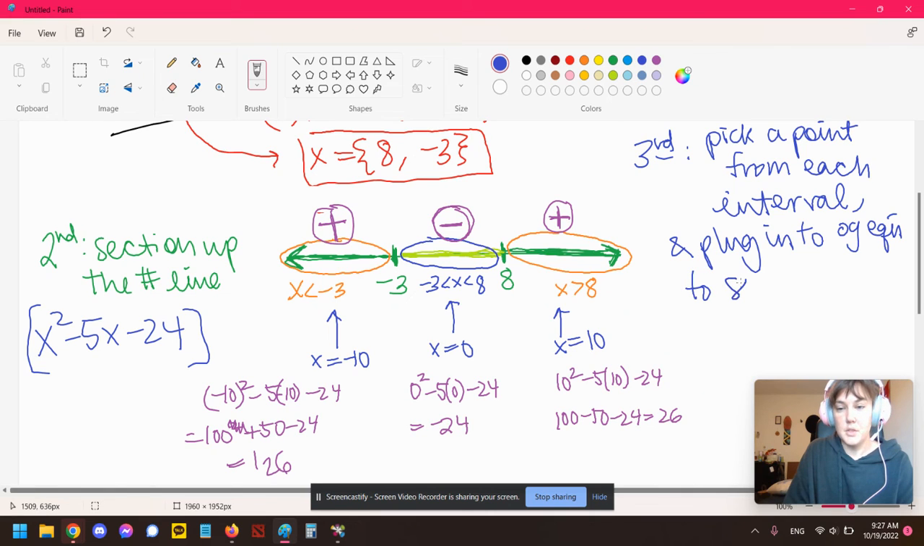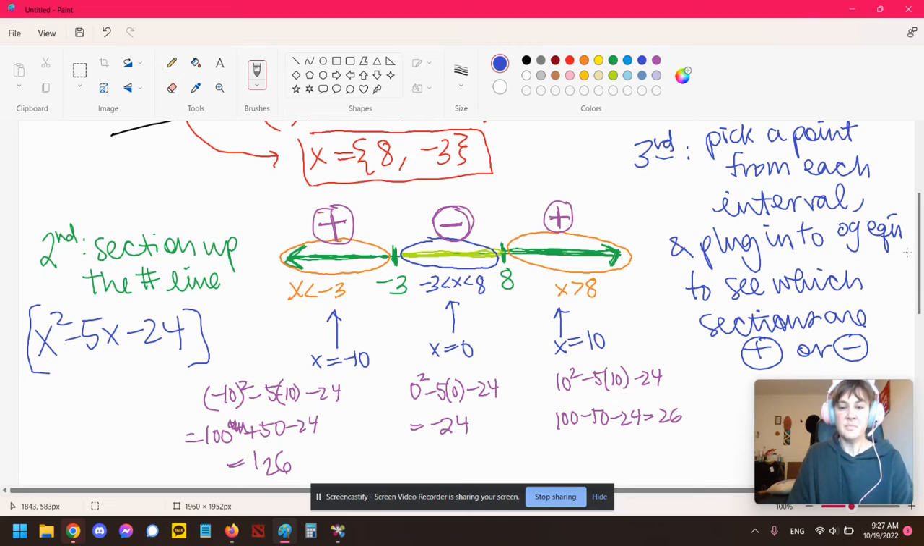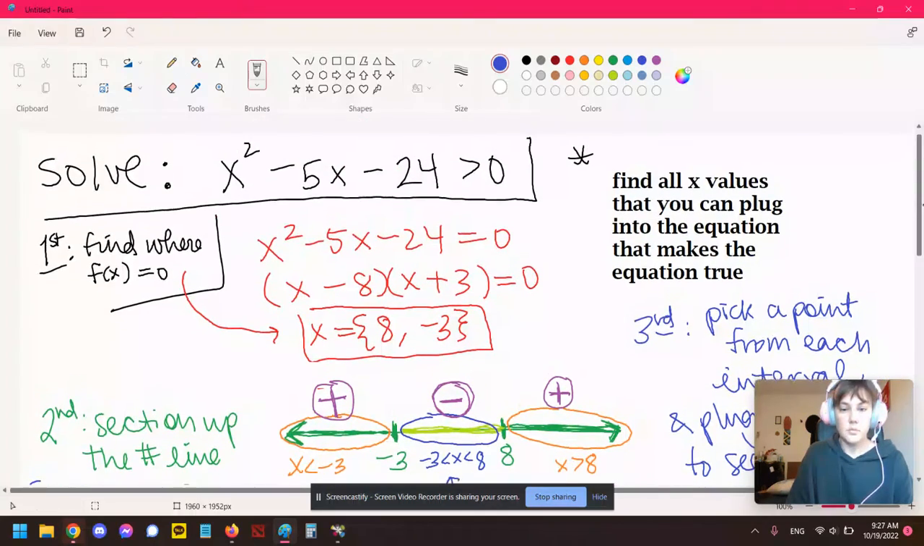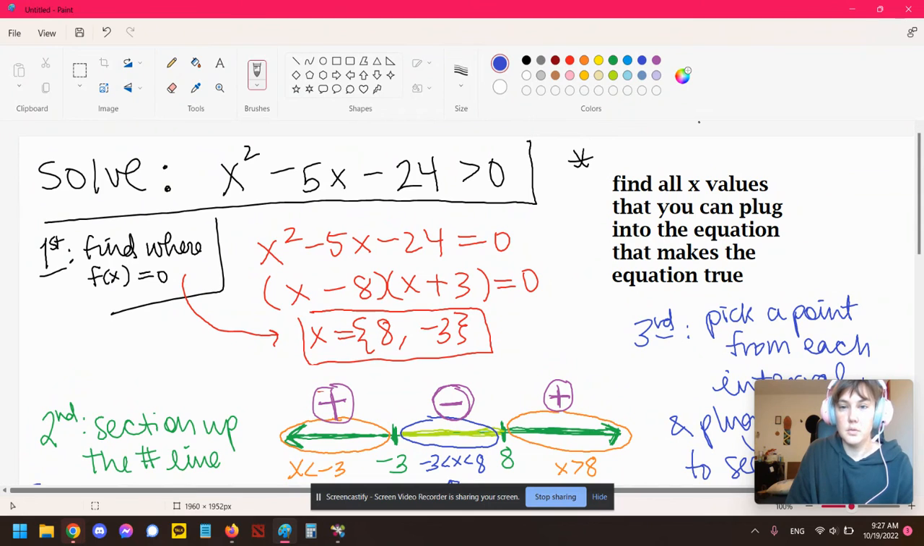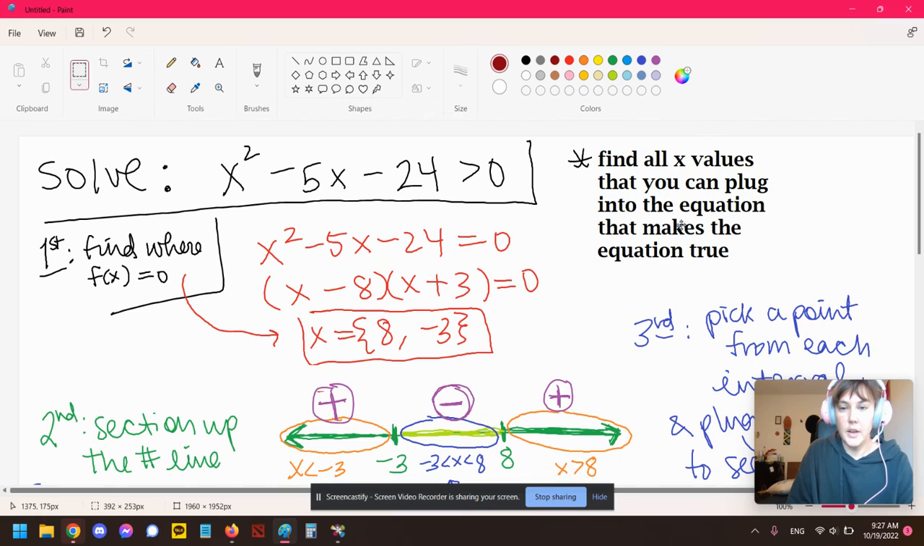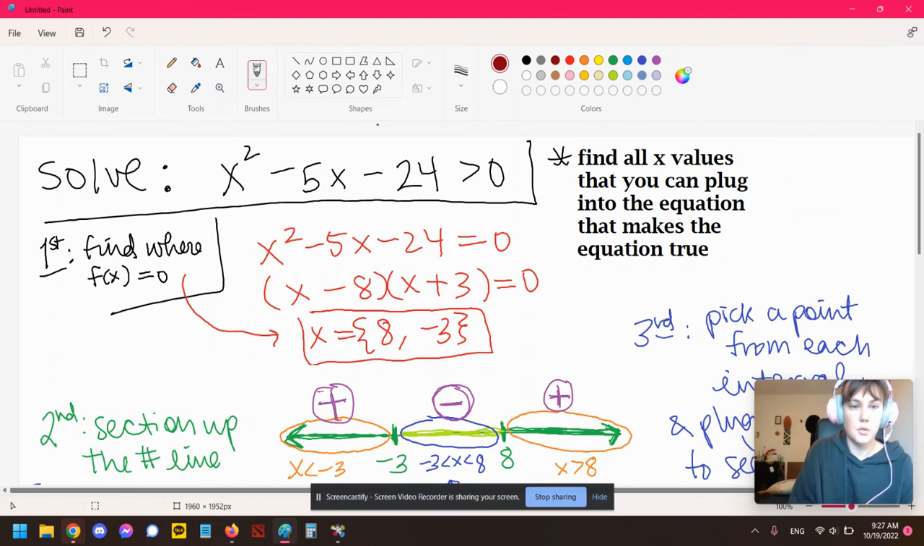All right, so our third step was to see which sections are positive or negative. And we've done that. And now I get to answer the question. Now I get to find all values that I can plug into the equation that makes it true. The thing that makes this true is that we're bigger than 0. If we want bigger than 0, that means we're looking for positive numbers.